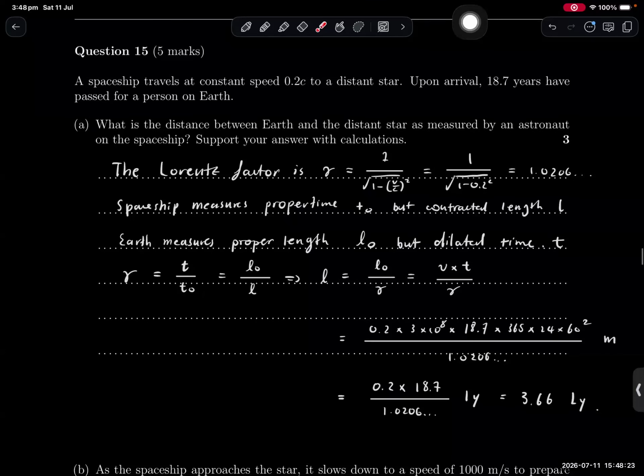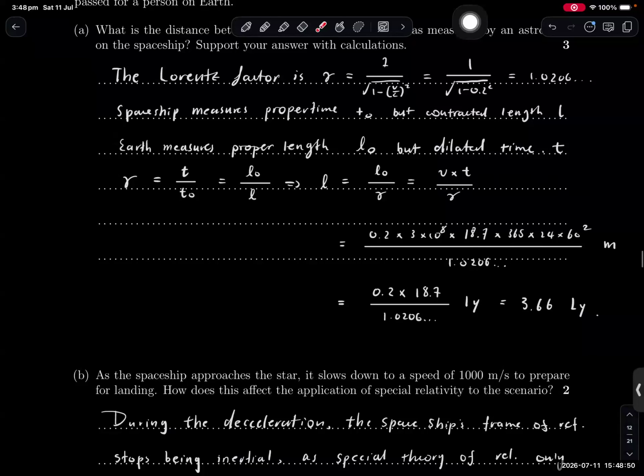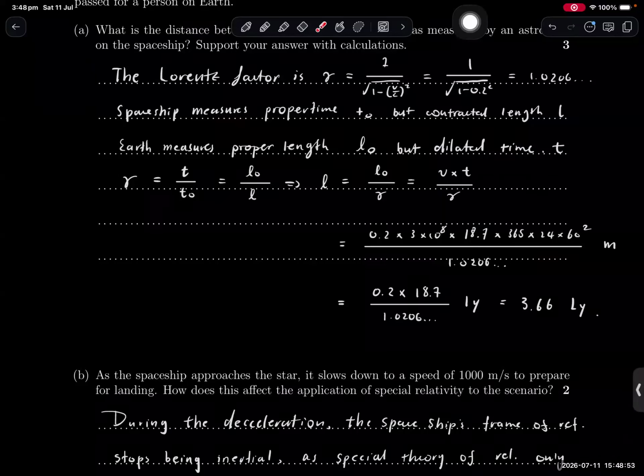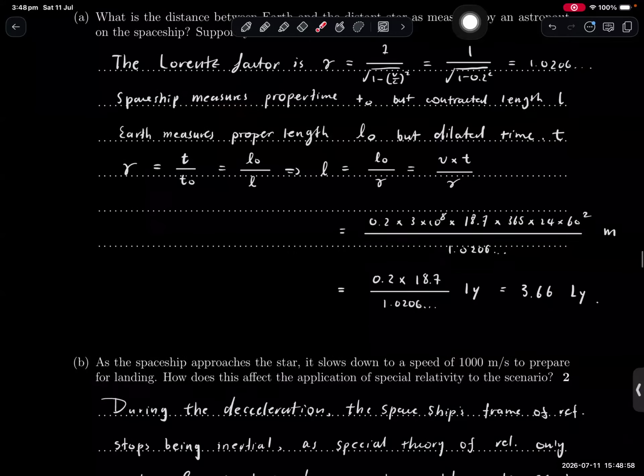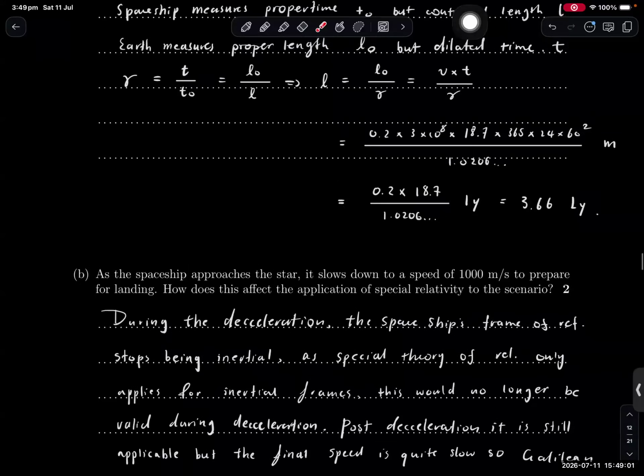So the Lorentz factor is equal to dilated time divided by proper time, or proper length divided by contracted length, and that implies your length is equal to proper length over gamma. By definition, proper length is the speed multiplied by a dilated time, because proper length is measured in Earth's frame of reference, which involves a dilated time, and you get this expression. Sorry, you can then substitute values for the L. You end up with 3.66 light years.